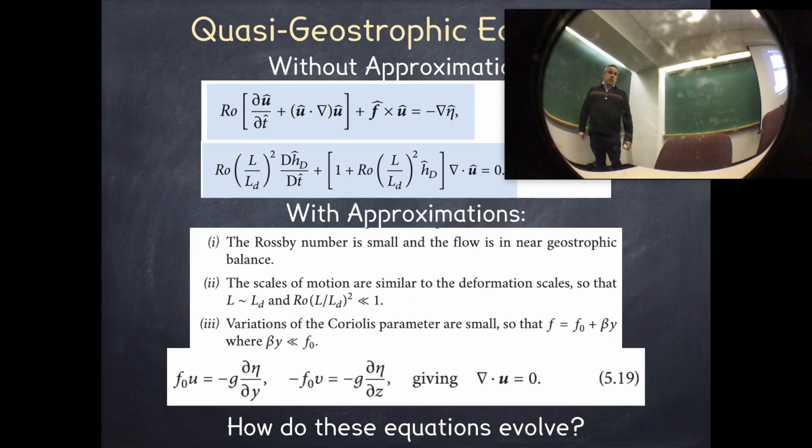What if we do the same thing for this equation set? We get Rossby L over LD squared, oops, not squared again, dh/dt, plus big H plus eta, and eta is that same size, Rossby L over LD squared, times horizontal divergence, and then we need to write this in two parts.